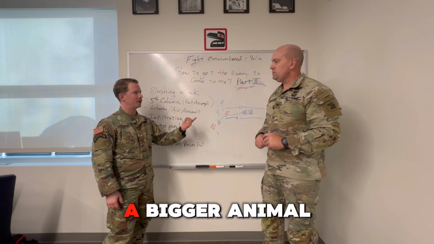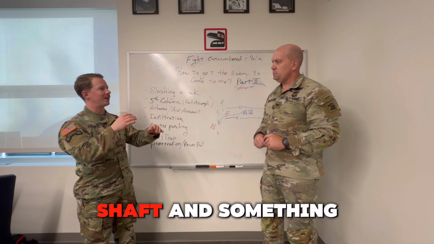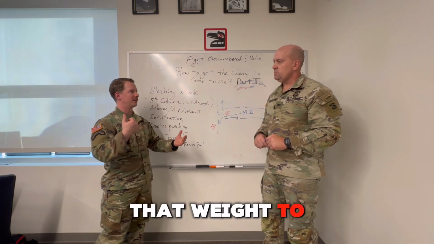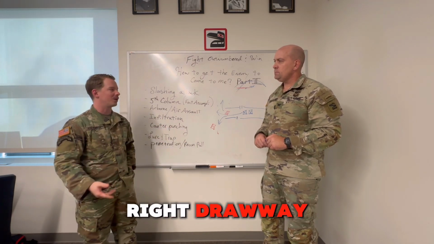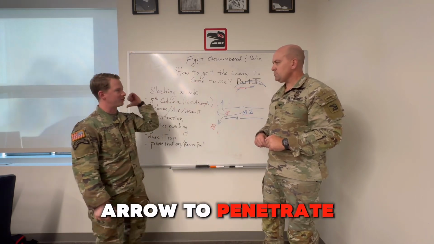So in a lot of ways, that has similarities to archery hunting, like bow hunting. If you're trying to take down a bigger animal with a bow, you'd want a heavier grain weight head and a heavier shaft, and you have to balance that flexibility with that weight to give that impact and make sure you've got the right draw weight. So in that same way, you're kind of stacking an element into a heavier arrow to penetrate.